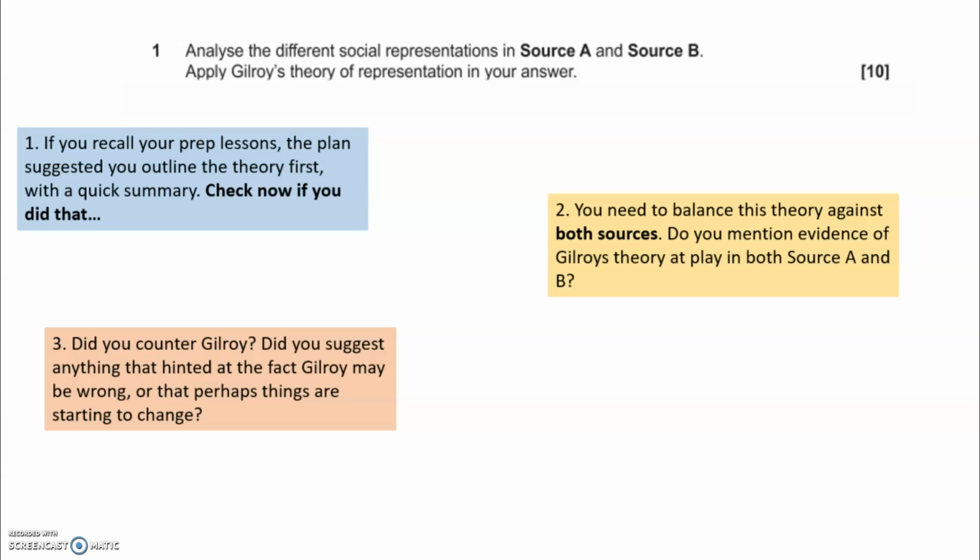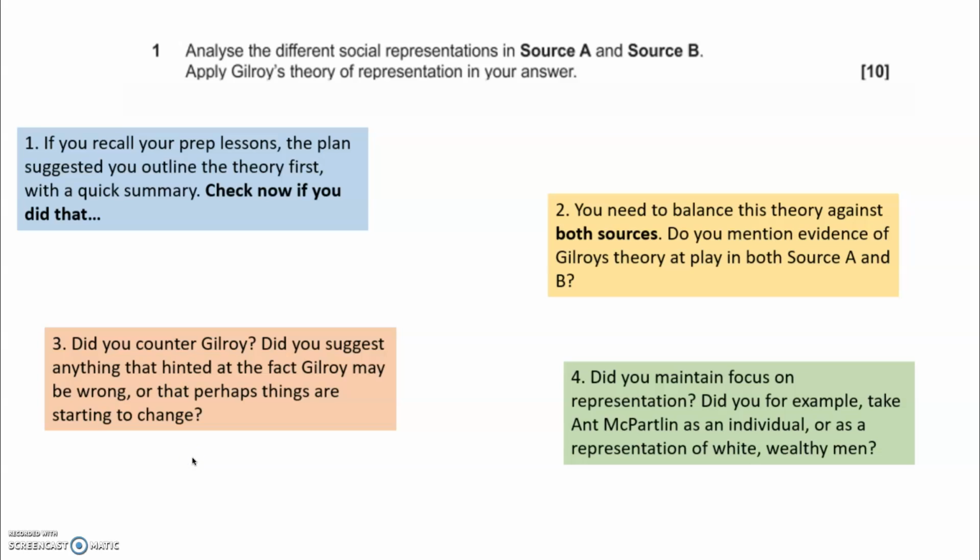Okay, and last, fourthly, did you maintain focus on representation? The question was about representation. So did you just start talking about, I don't know, conventional features? Did you start talking about media language aspects? Did you actually make it about representation?